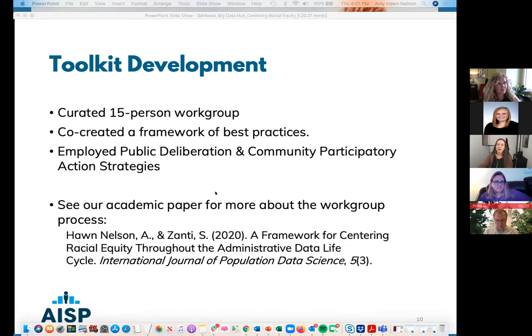All right, toolkit development. So essentially we spent months figuring out who we should invite to be a part of this work group to develop the toolkit. We invited a range of folks. So we had folks who had been using administrative data for 30 years in a government agency, a couple of those in very conservative political environments. And then we pulled in people very intentionally who had blown up data sharing efforts in their own communities.